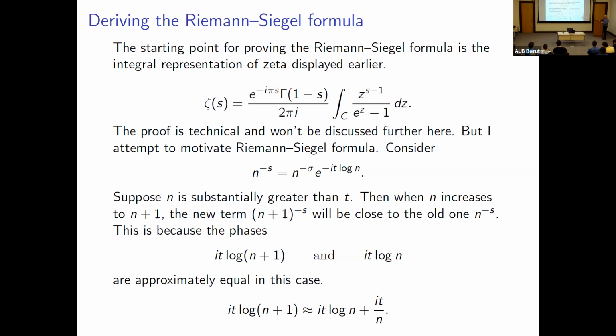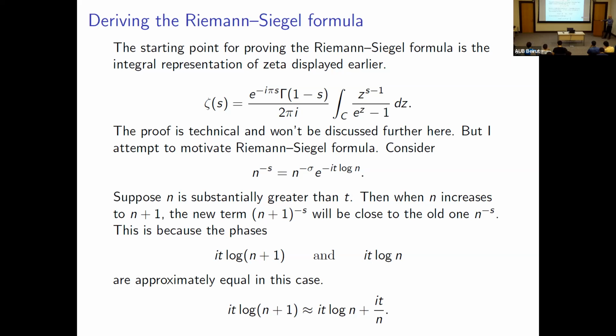And to try to motivate the formula, let's look at one of the terms in the main sum, which is n to the minus s. So you can write this way, like n to the minus sigma, sigma is the real part. And then exponentiate, take the logarithm. You have n to the minus it becomes e to the minus it log n, right? So this way of writing this term basically is to isolate the phase function, which is minus t log n. And so you can see the phase function here.